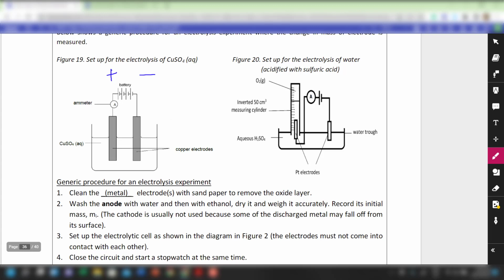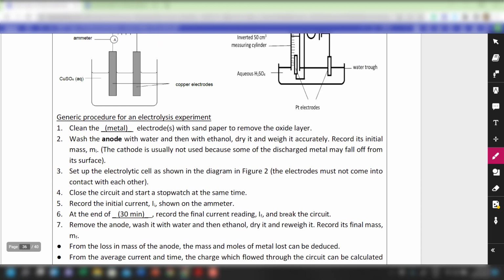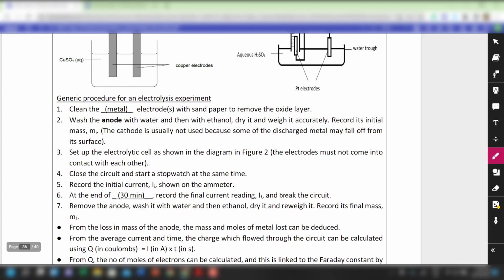And for figure 20 over here, you have the electrolysis of water, where in the process you measure the volume of oxygen being produced. Normally for the generic procedure, do remember to use sandpaper to remove the oxide layer. Then wash the anode with water and then with ethanol, dry it and weigh it accurately.